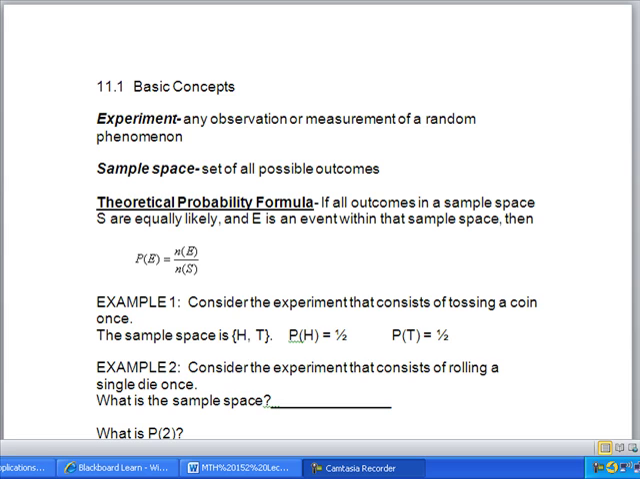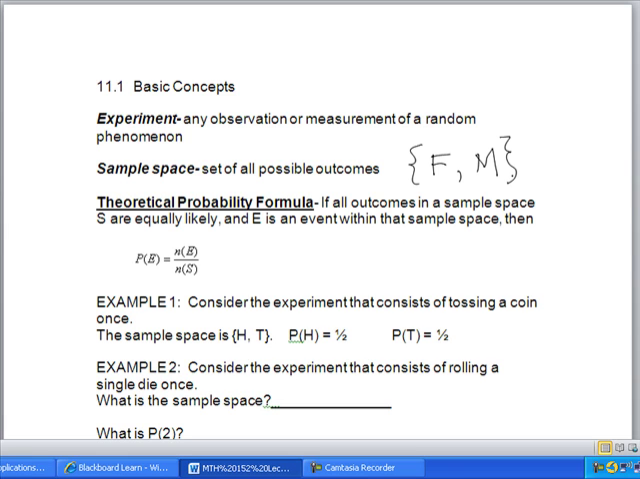A sample space is a set of all possible outcomes. So if you're talking, for example, about the gender case, the set of all possible outcomes would include female and male. Those would be all the possible outcomes.